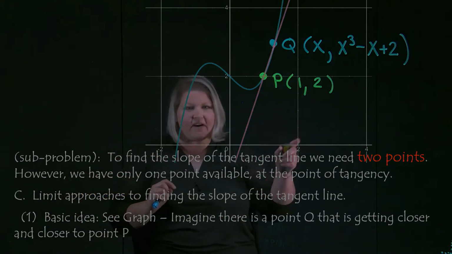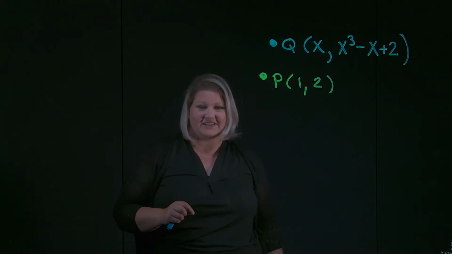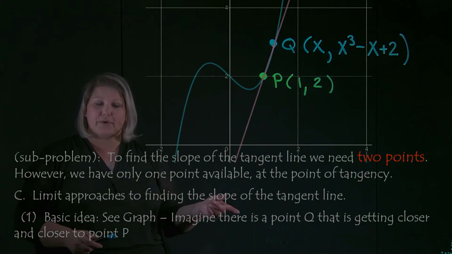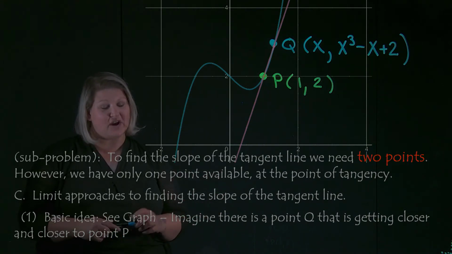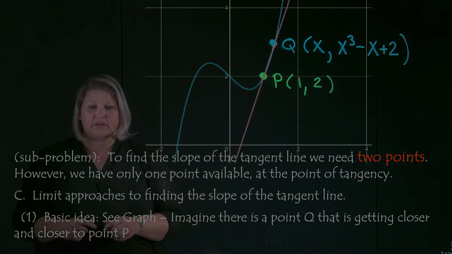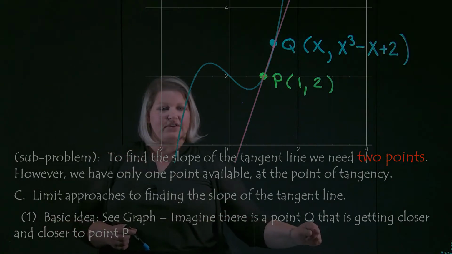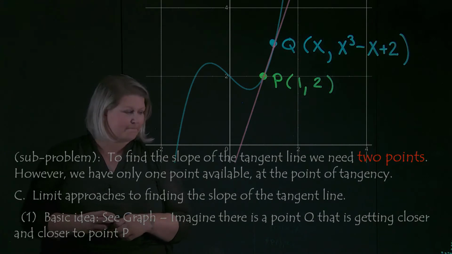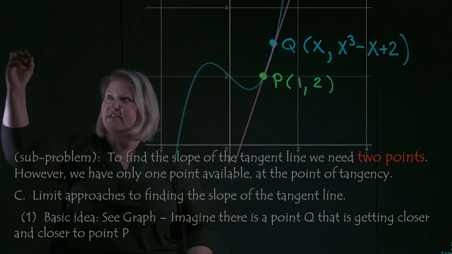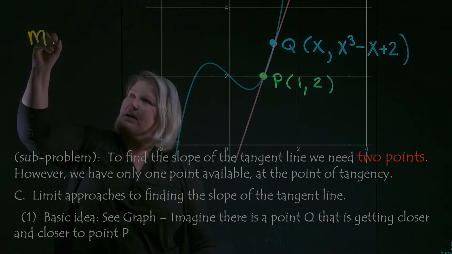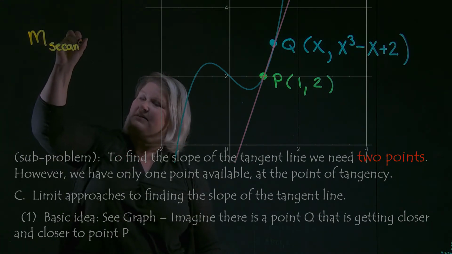Now, how do I find the slope of 2 points? Again, remember, we have 2 points: the original point P, where we're trying to find the slope of the tangent line, and then some arbitrary point Q. The idea is that we want to imagine that point Q is getting closer and closer and closer to point P. So if I'm trying to find the slope of this line, keep in mind that this is the slope of the secant.